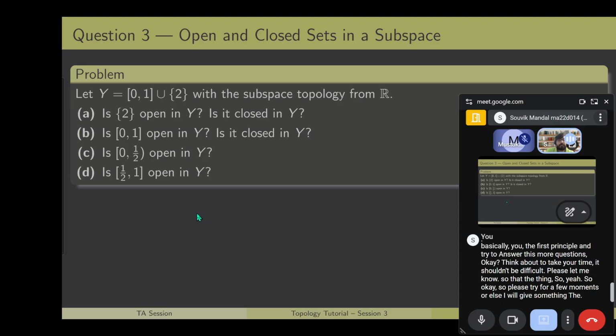So Mustaf, please try to solve this problem. Please think about it and let me know. Take your time. It shouldn't be difficult.